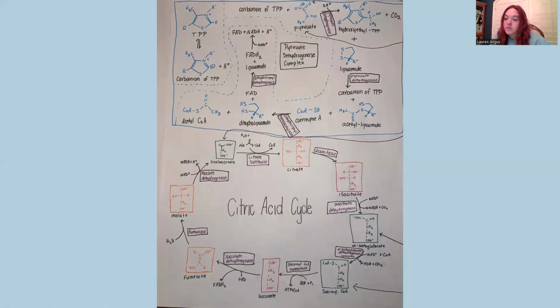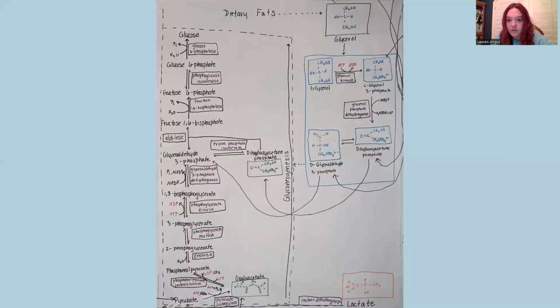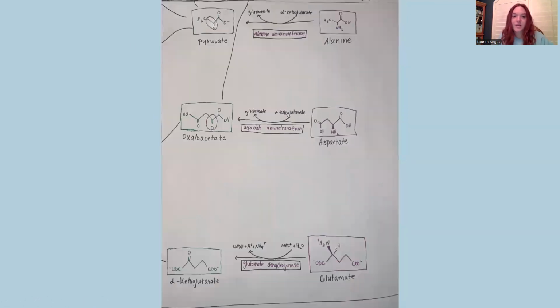Other ways that we can produce pyruvate, actually pyruvate first off goes into gluconeogenesis here at the bottom, and it can go through that, be produced back to glucose, and be stored. The other thing we can do is yield pyruvate from alanine. To get alanine to pyruvate and to get aspartate to oxaloacetate, we need alpha ketoglutarate. So those are both common.